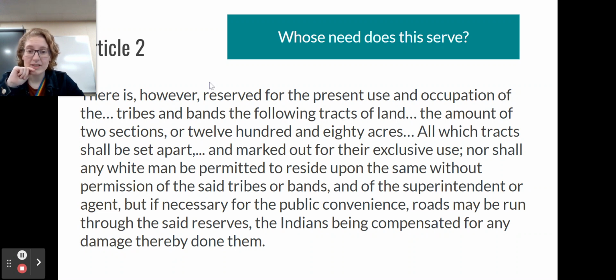I think arguably, this could be debatable. I think the fact that the government is asking the Native people to live on just these small pieces of land, that is technically serving the U.S. government. But the fact that they are reserving the land for the Native people and saying white settlers can't live there, that does also serve the Native people. So this is a little bit complicated, and I will take either as correct.